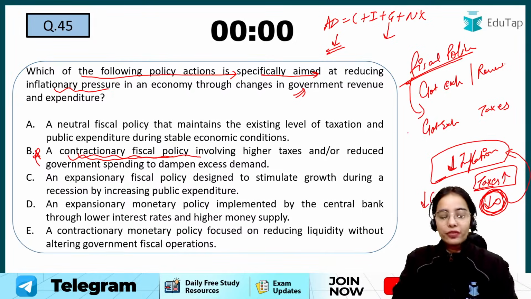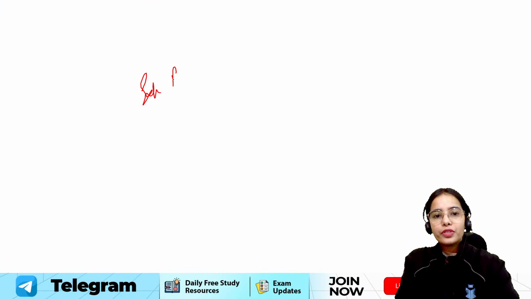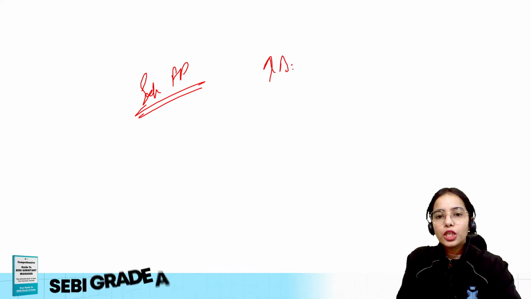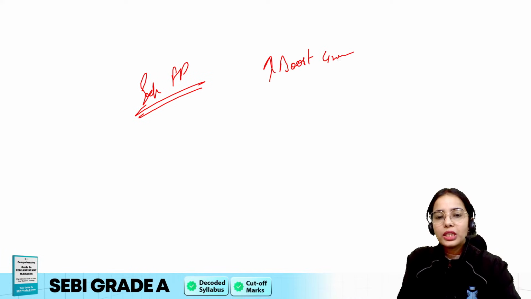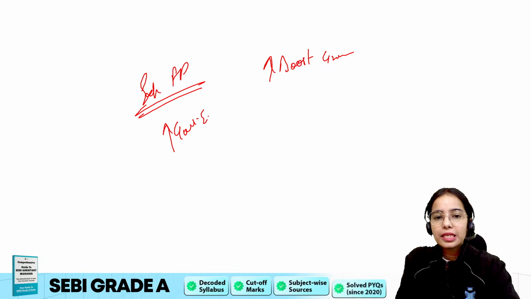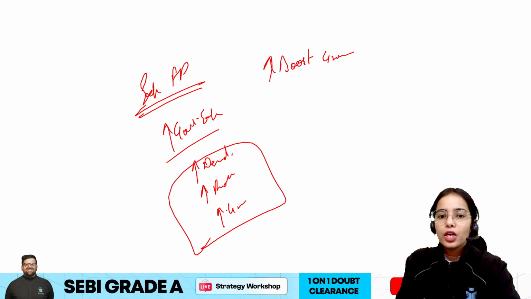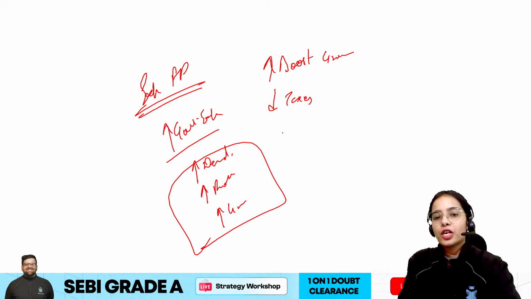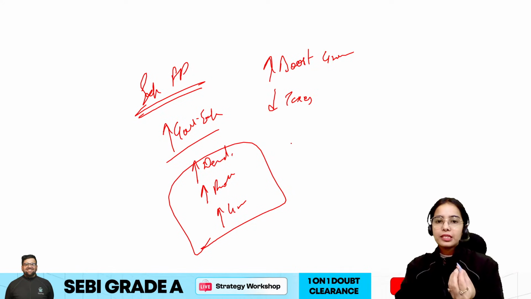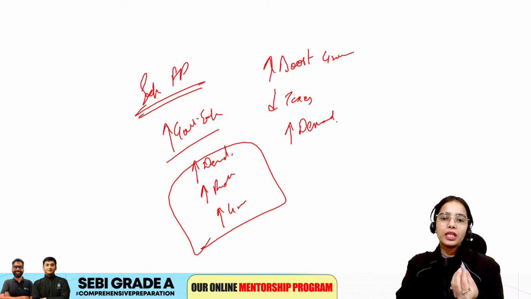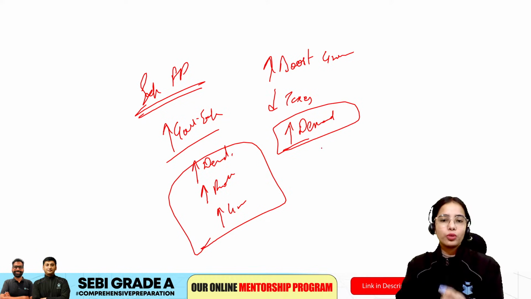Now expansionary fiscal policy. The expansionary fiscal policy is adopted to boost growth in the economy, where the government increases its expenditure to have more demand in the economy, so that more production can happen and there is more growth. Or the government can reduce the taxes, so people will be left with more income to demand.